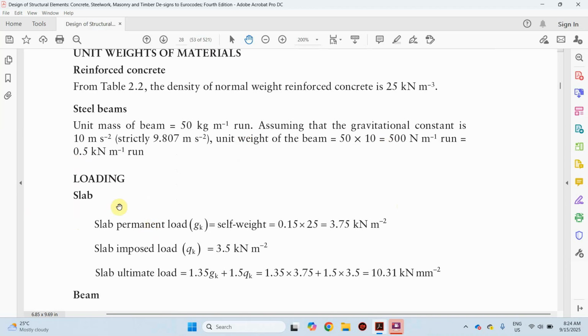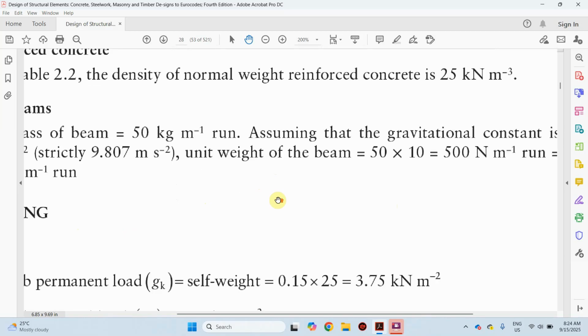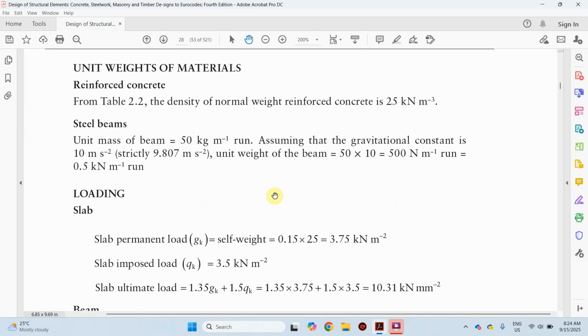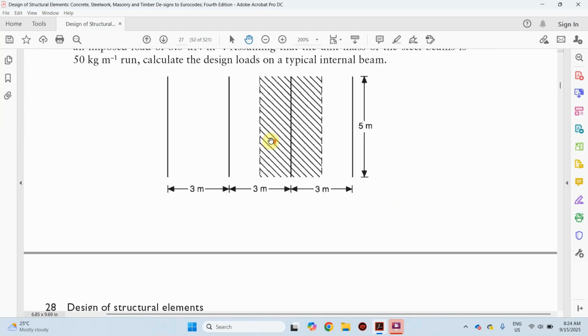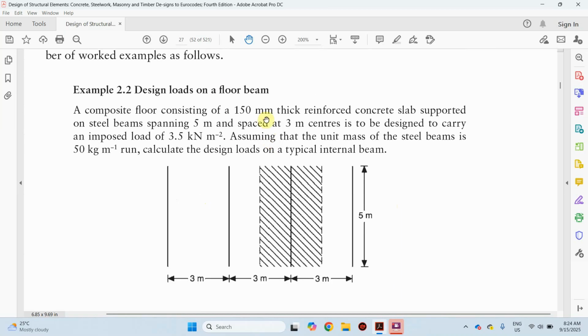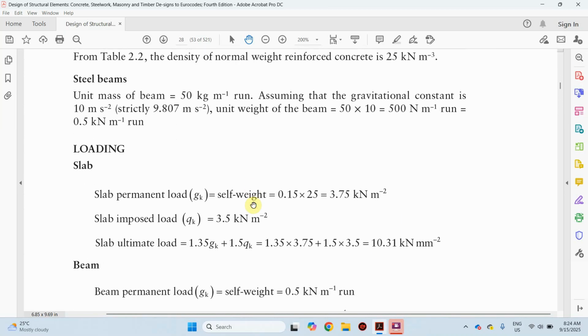Now let us look at the loading on the slab. The slab is 150 mm thick as given in the question. So definitely the slab weight will be this thickness times the unit weight of concrete. We have this for the slab permanent load. Now the imposed load, which is always based on the usage of that particular structure, but for this instance we have it as 3.5 kilonewton per meter square.